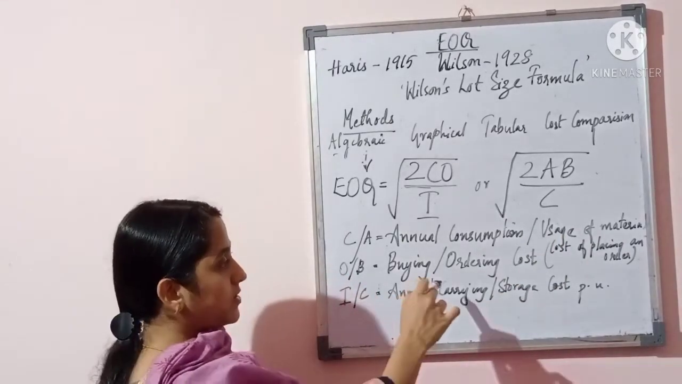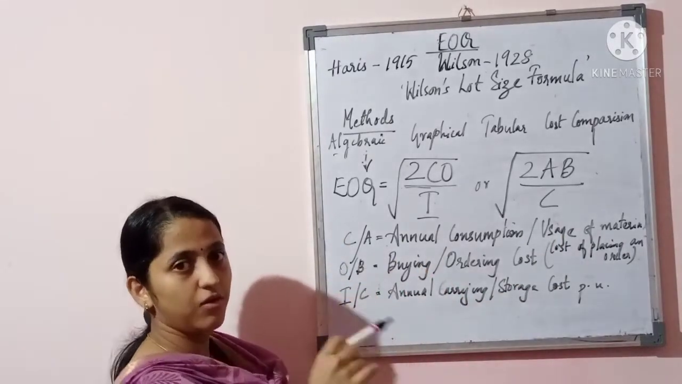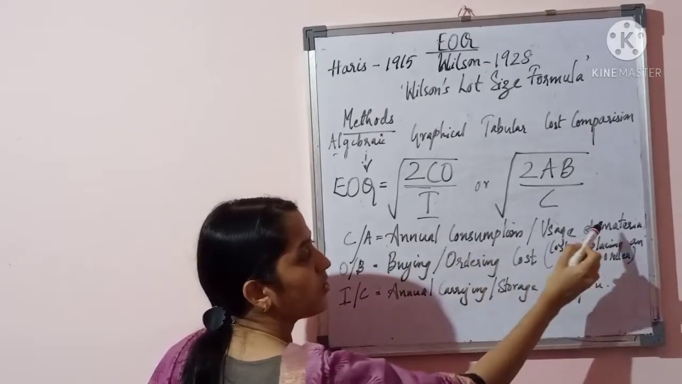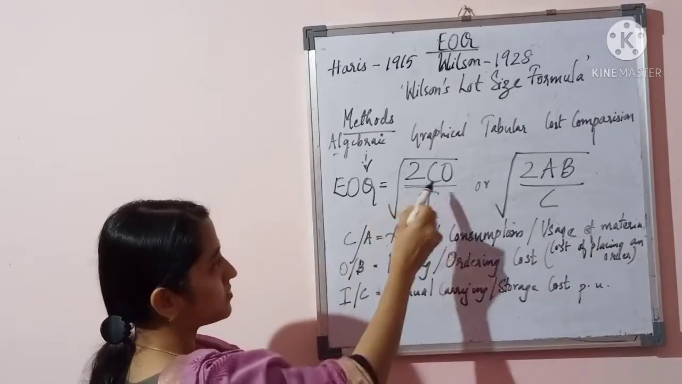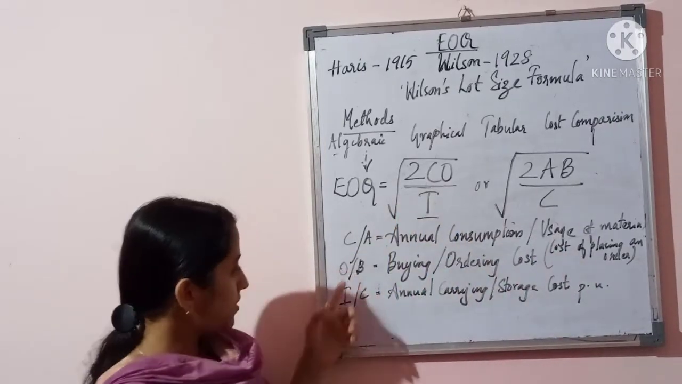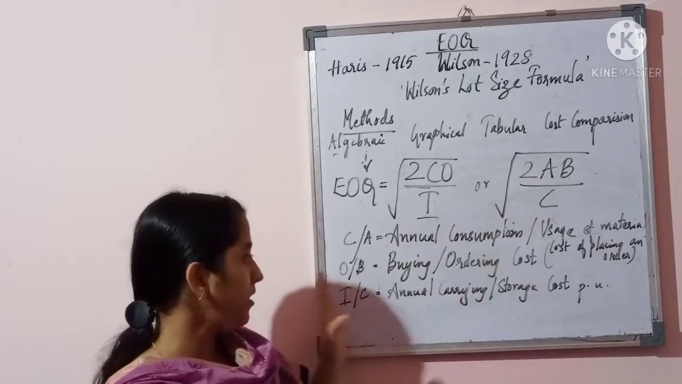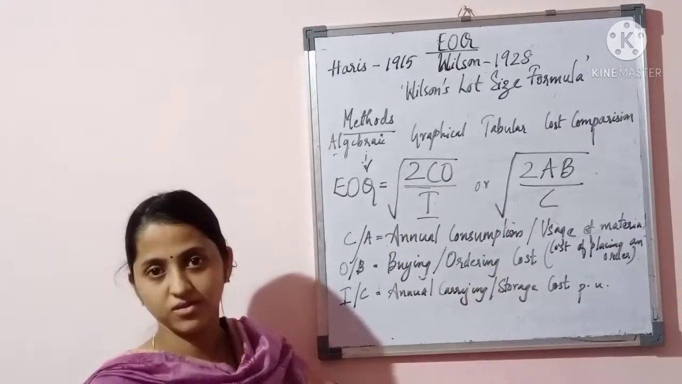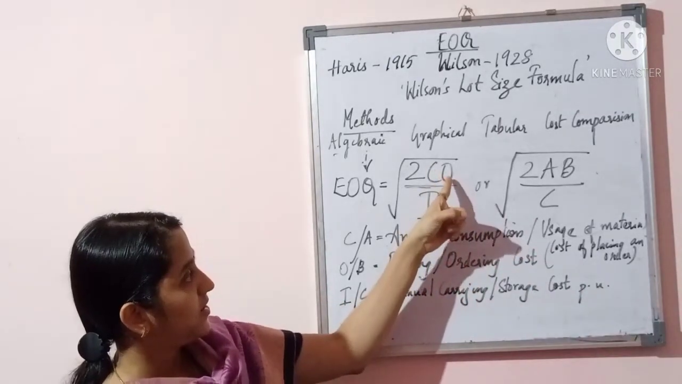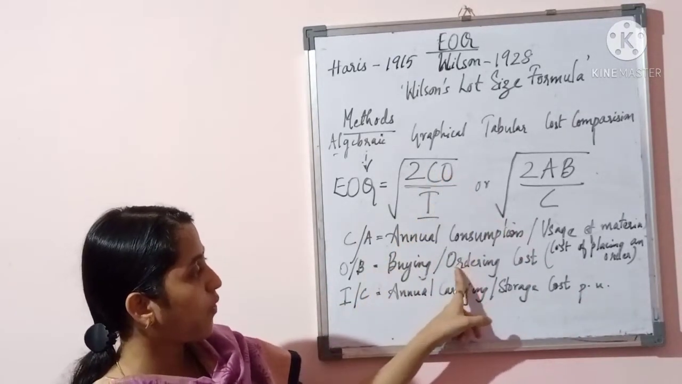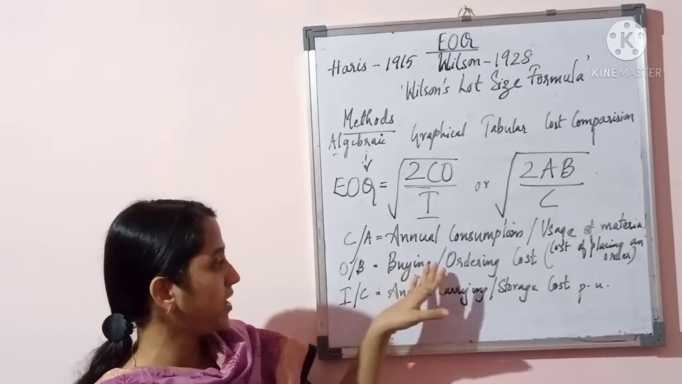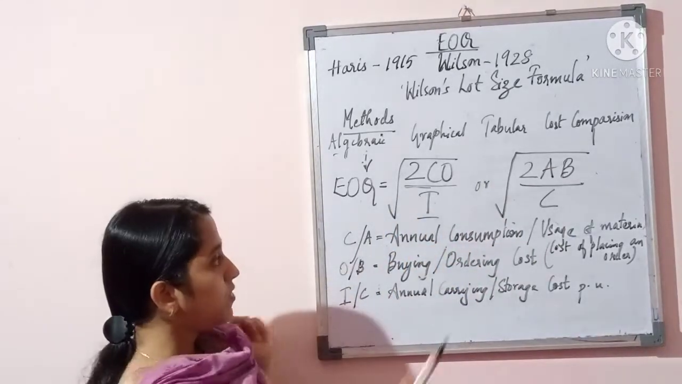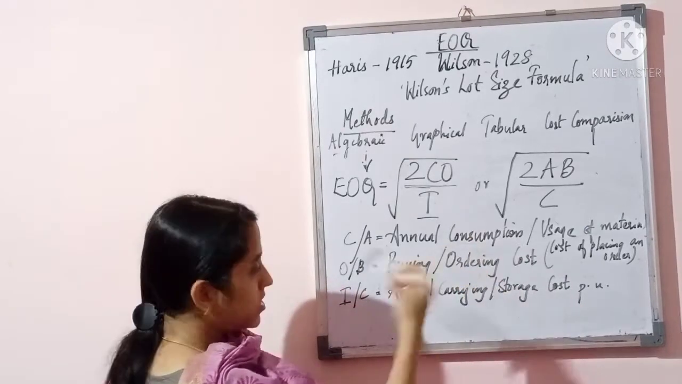Okay. Annual consumption means the 1 year. What is the per yearly consumption or usage of material? That is this C or A. Second is this O or B. It stands for the buying cost or ordering cost. It's exactly like this. O stands for ordering cost or B stands for buying cost. You can choose which one is most convenient for you. So, buying cost or ordering cost.